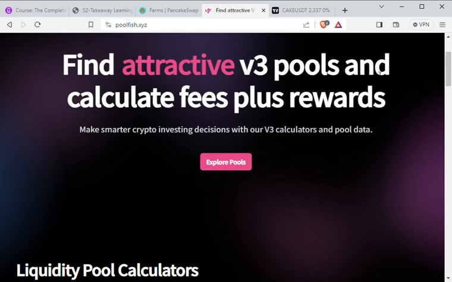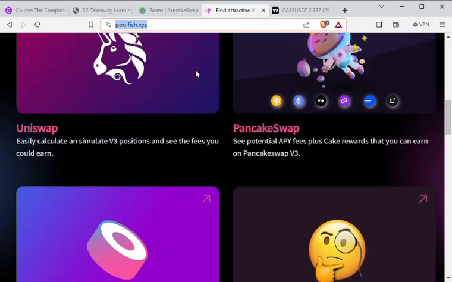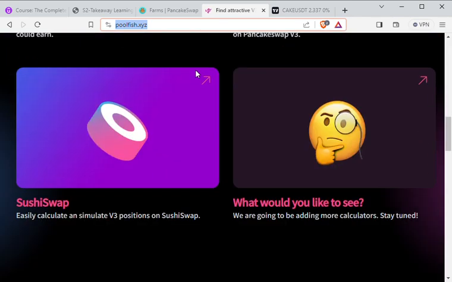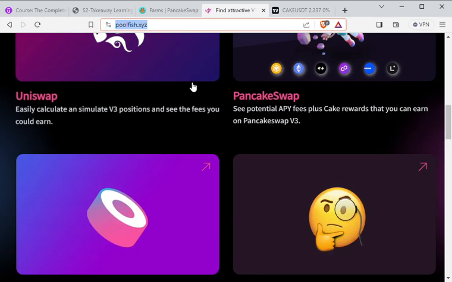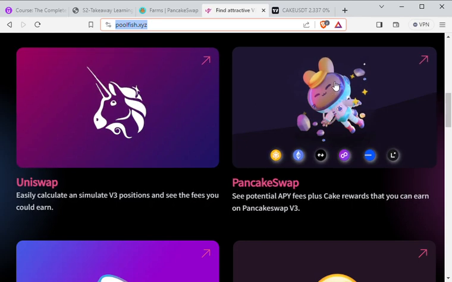Today we will be exploring one of my favorite activities, growing crypto. And the site I'm going to be using is poolfish.xyz. You can look up plenty of DeFi exchanges, DEXs. Uniswap being the number one for Ethereum and Polygon, PancakeSwap number one on Binance Smart Chain.